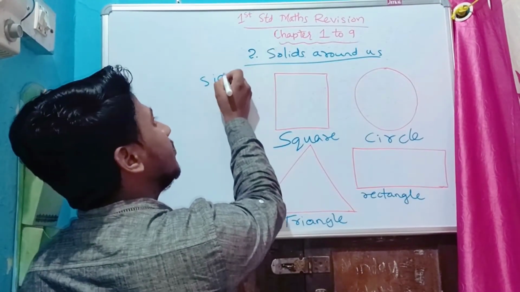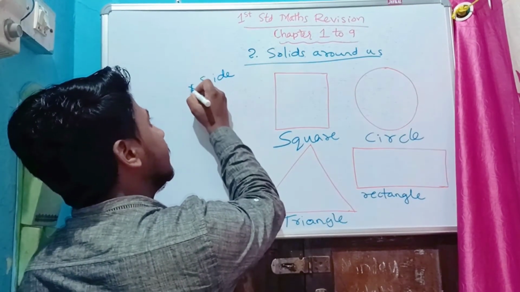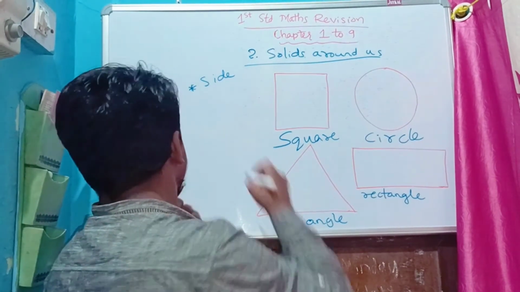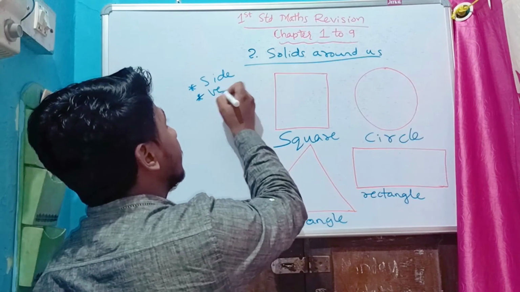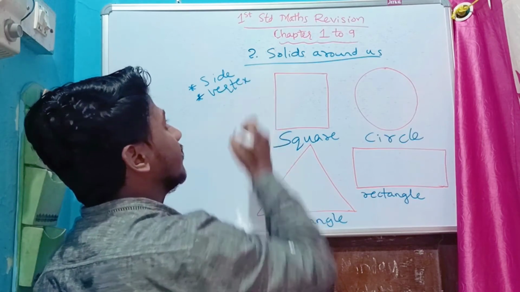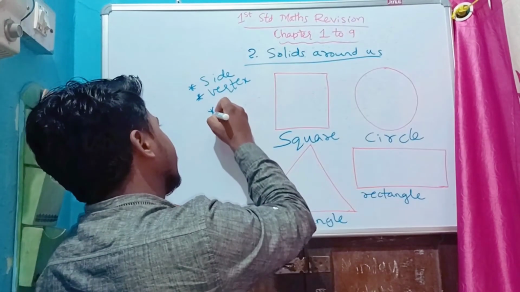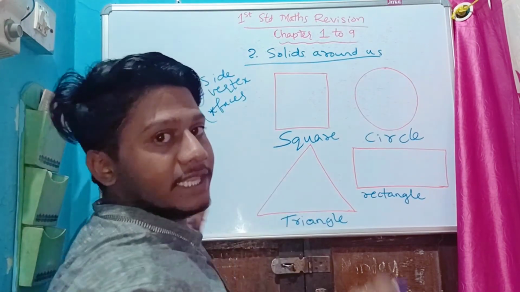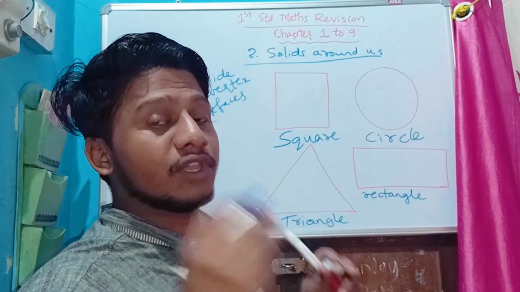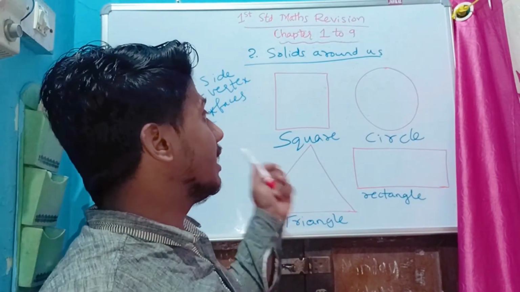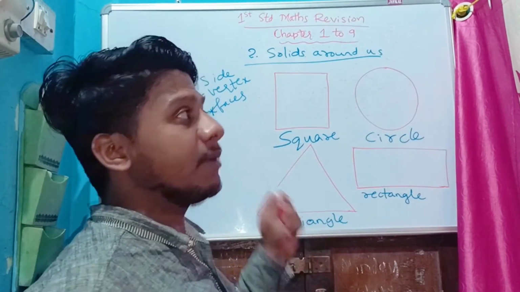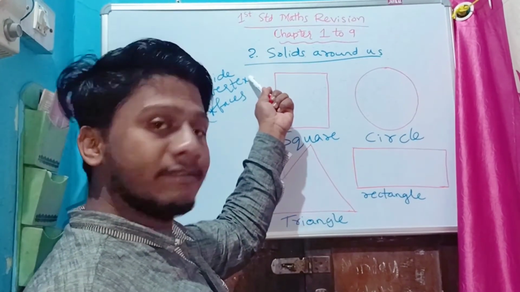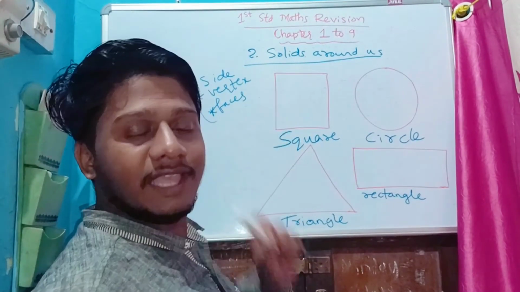And we also studied what you mean by side, what you mean by vertex, and faces. About these I have explained in detail in the chapter explanation, so you can go and watch it. But mainly you should remember these shapes and their properties, that is how many sides, how many vertices, and how many faces they have.